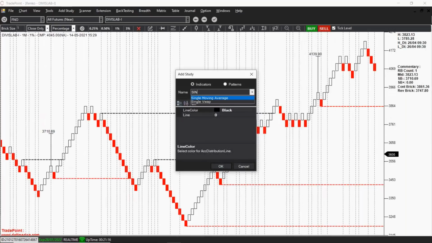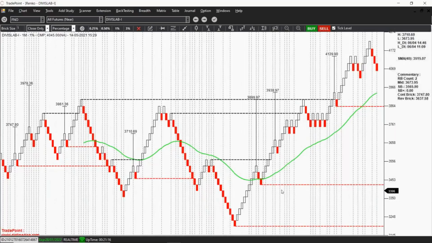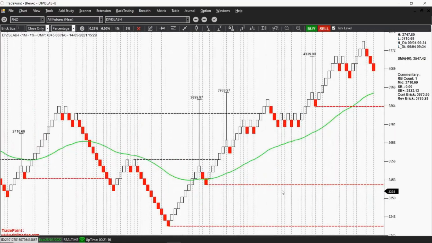And now if I simply add a moving average, that can work as a trend filter and might help.